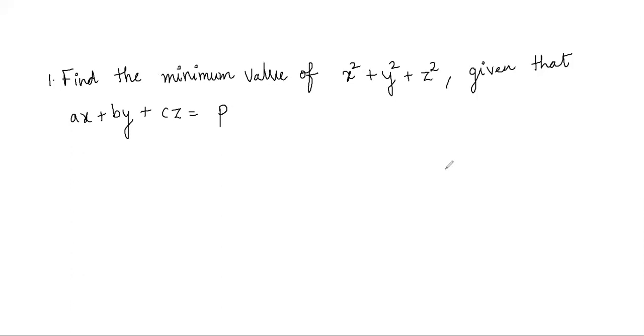So this is our function u. If I compare it with the notations which we have considered right now, this is our function u, which we have to minimize. And here g is ax plus by plus cz minus p. If I take this p on the left hand side to make the right hand side 0, then in that case g will be ax plus by plus cz minus p equal to 0.